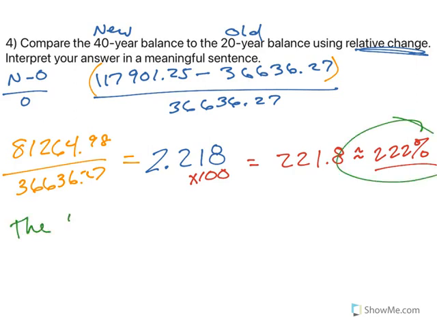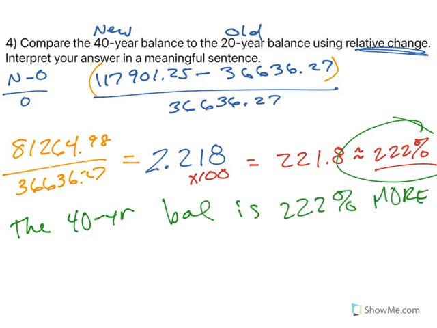It means the 40-year balance is 222% more than the 20-year balance. That's way more than double, right? That's very, very good. So that's the idea of, don't forget relative change, new minus old divided by old, and then what does it mean? So the 40-year balance, because that was our new, that's what we're talking about, the 40-year balance is 222% more than the 20-year.